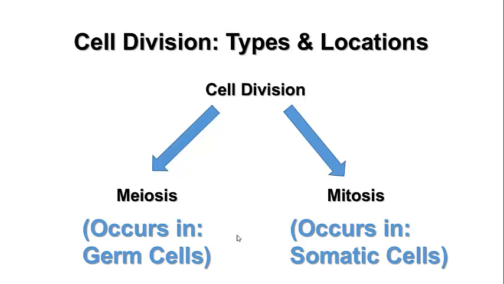If this is a new concept, write that sentence down and say it out loud at least 4 times over again, or write it out too if it helps. All right, so meiosis occurs in germ cells, mitosis occurs in somatic cells.